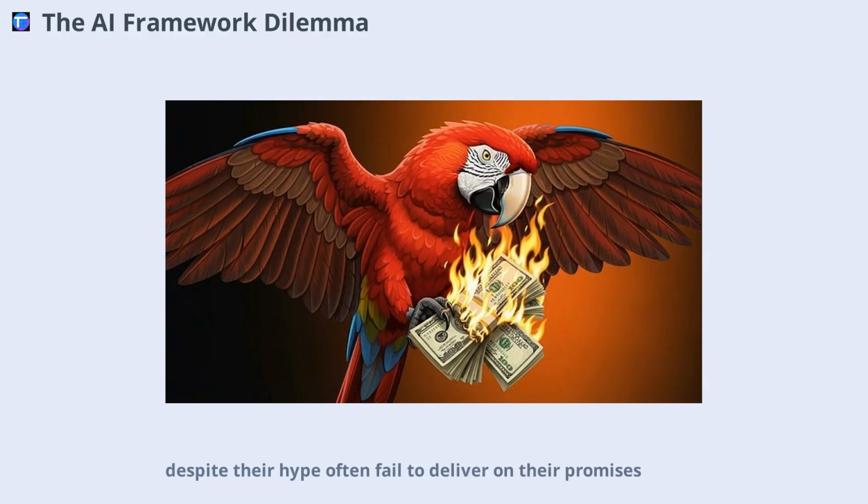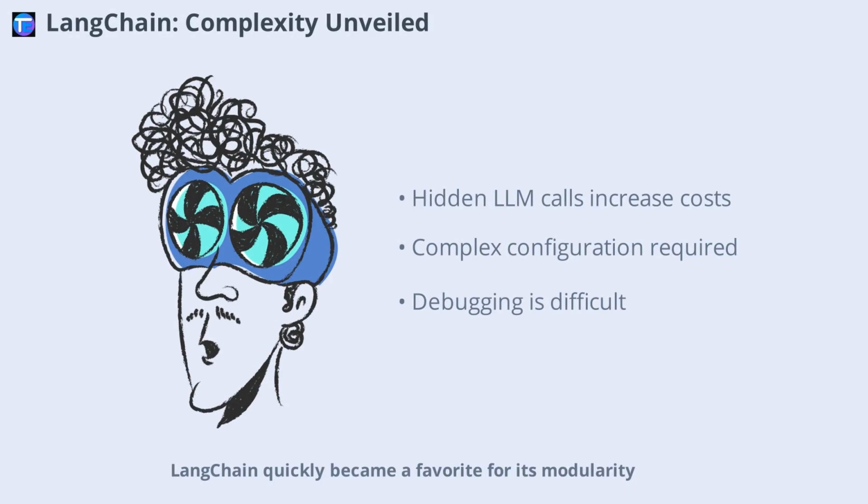Let's start by understanding the landscape and why these tools, despite their hype, often fail to deliver on their promises. LangChain quickly became a favorite for its modularity, but that same feature often leads to a tangled web of configurations. Developers find themselves lost in layers of abstraction, with hidden LLM calls and unpredictable costs. The lack of transparency makes debugging a nightmare, and workflows can become unnecessarily long. Many users report that what should be a simple task can balloon into a costly, confusing process. This complexity is a major reason why teams are starting to look for alternatives.